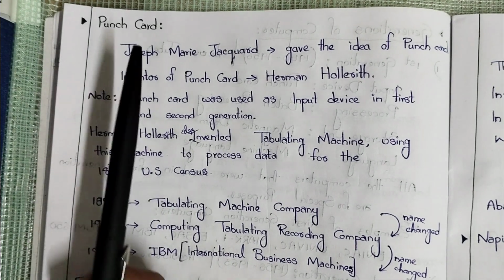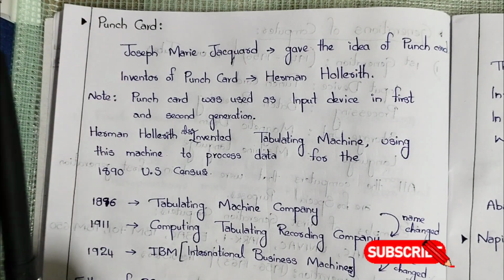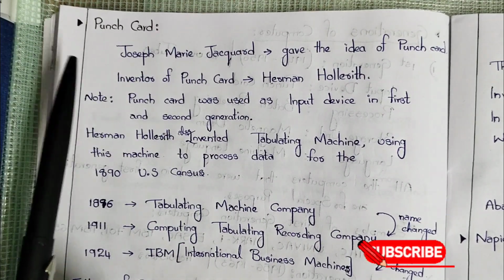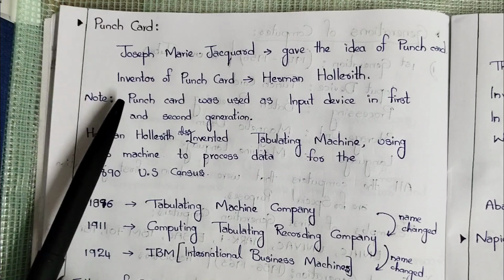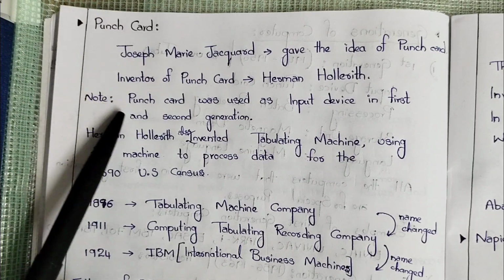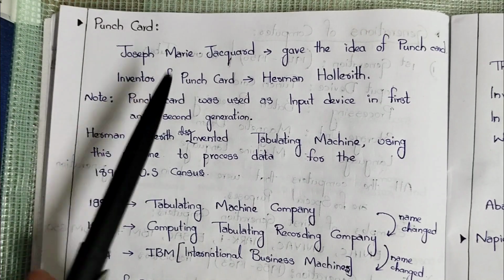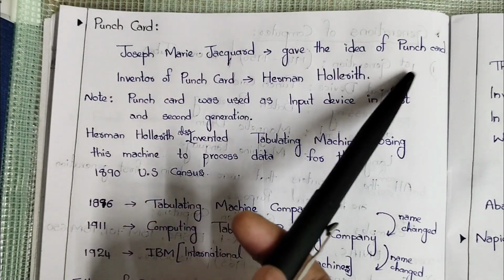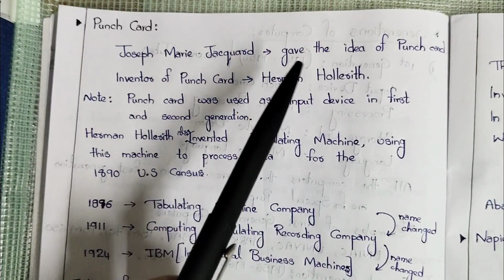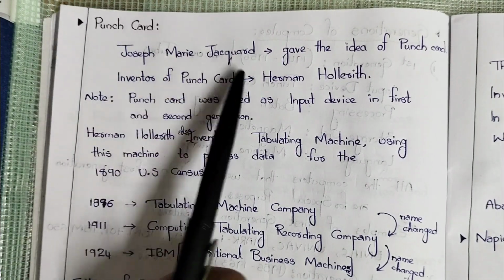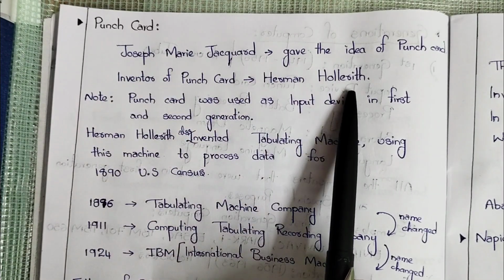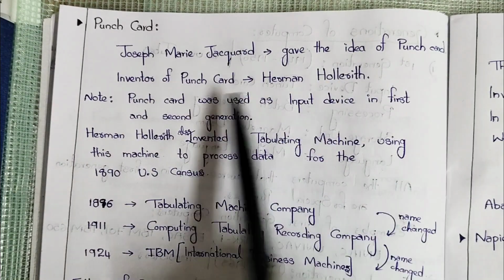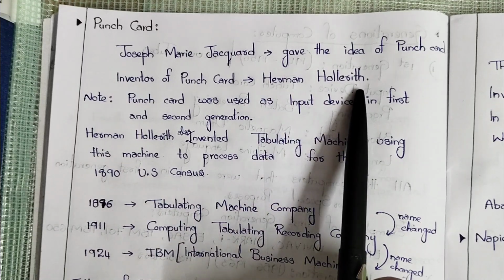So now let's discuss punch cards. In yesterday's class, we discussed this punch card. I told you that punch cards are used as an input device in the first and second generation computers. So Joseph Marie Jacquard gave this idea of punch card. Idea, not the inventor, okay? Inventor of punch card is Hermann Hollerith. Joseph Marie Jacquard gave the idea of the punch card. The inventor was Hermann Hollerith.